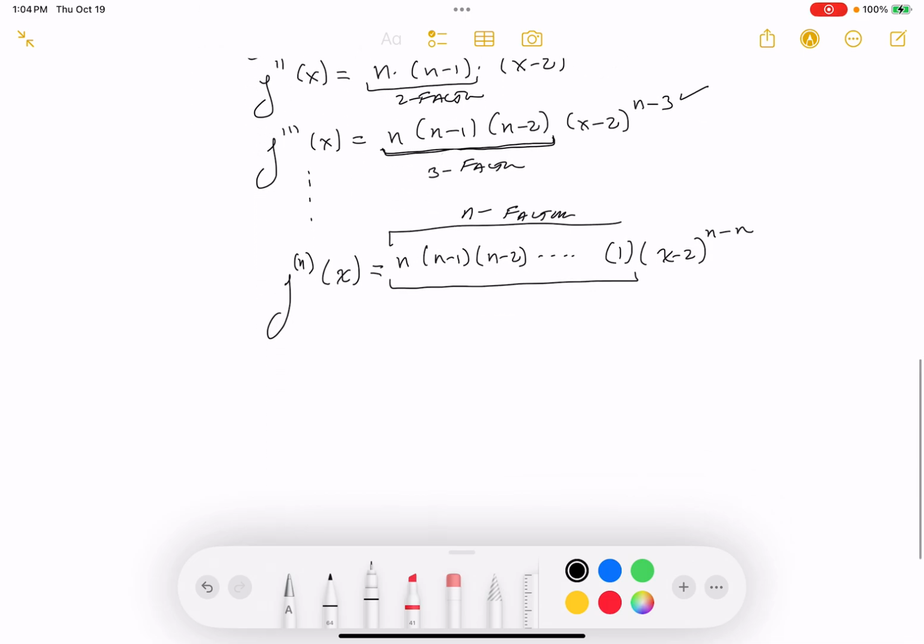So looking at that, I'm going to say the nth derivative of this particular function is n factorial times (x minus 2) to the n minus n. Well, n minus n is 0. So there are no factors of x minus 2, which means we're just getting n factorial. All right? So I've got the derivative now, and the derivative is this.